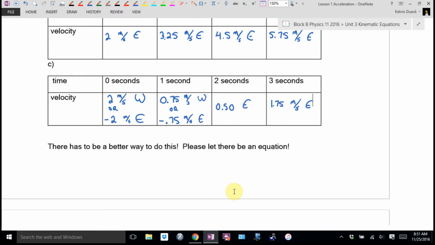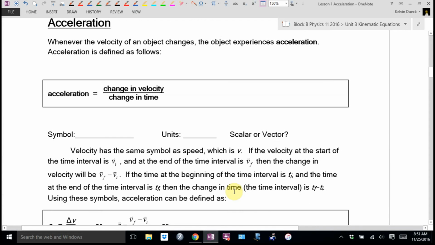It's on your sheet. Don't worry about it. But this is one of the, again, the only reason you should memorize something is because you get sick of looking it up. And most of you memorize this one. What's the equation? Well, we have to start out defining some stuff. So acceleration, whenever a velocity of an object changes, the object experiences acceleration. So if your velocity isn't changing, if you're at a constant velocity, what's your acceleration as a number? 0. That's going to come in handy later on.